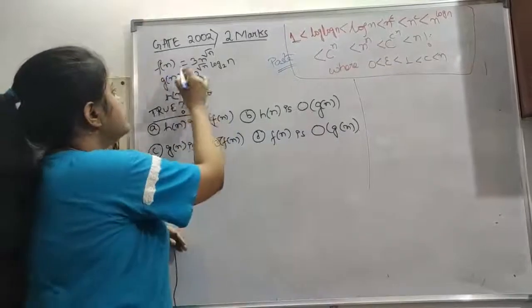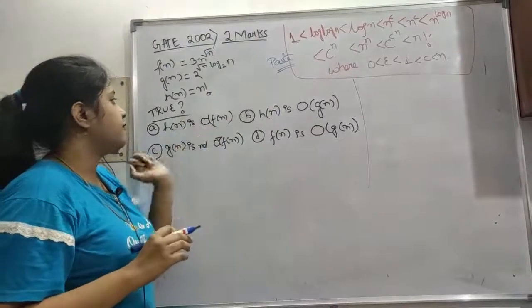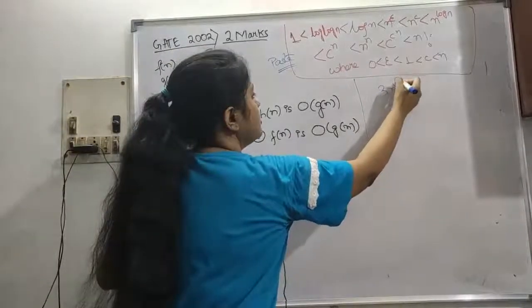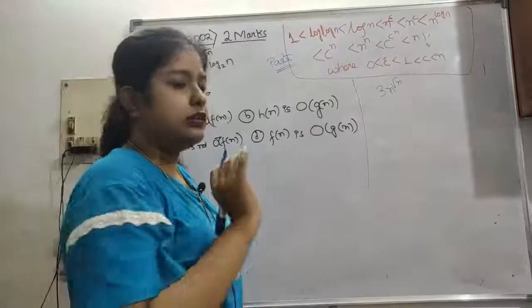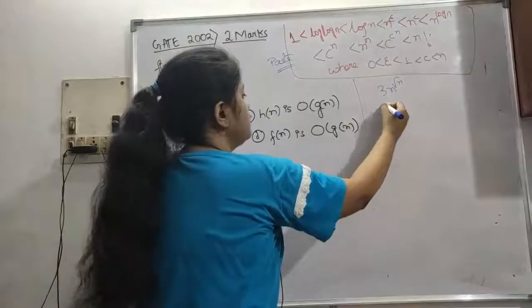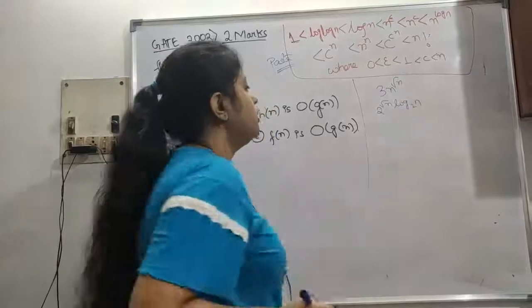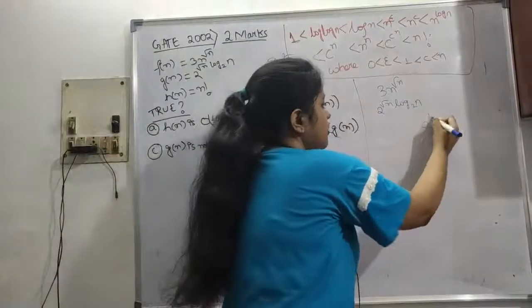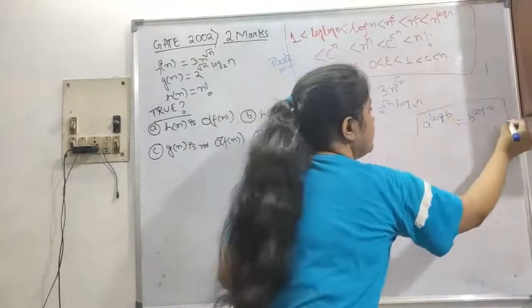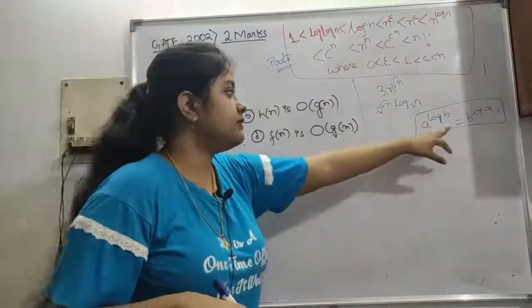Now let's see, these three functions are given, and which of the following is true? hn is order of fn, etc. So let's see. This is fn, 3n to the power n. Here we can do anything, it is only simplification. Now let's see here, 2 to the power root n log 2 base n. There is a log function, a to the power log b is equal to b to the power log a. Okay, nothing in computer science, but this is a basic log identity.